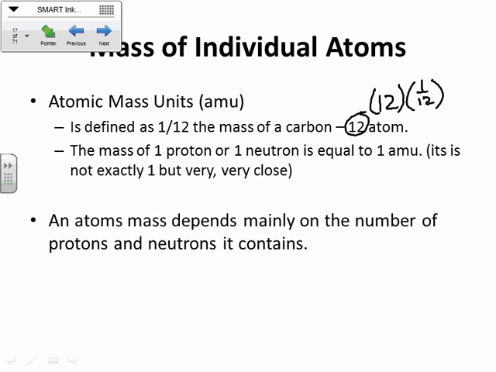An atom's mass depends mainly on the number of protons and neutrons it contains. Okay? And I kind of just said this. The number of electrons in an atom doesn't really affect the mass very much because the electrons are so light as far as their mass, much lighter than a proton or a neutron. Okay?